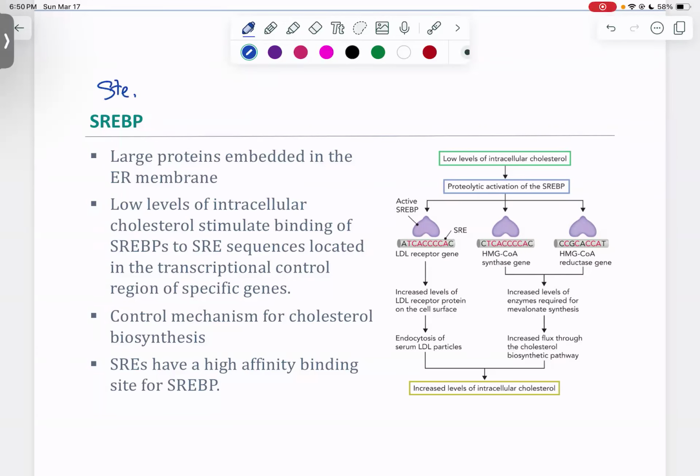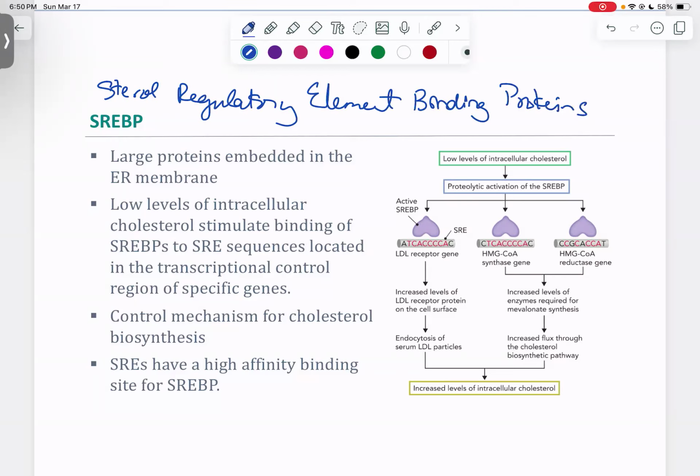So this is sterol regulatory element binding proteins, right? So these are all proteins that are embedded in our ER. And so if you have a lack of cholesterol inside the cell, then these transcription factors, these SREBPs, are going to bind to sequences, the same sequences in the DNA, and those sequences are upstream of the LDL receptor gene, the HMG-CoA synthase gene, and the HMG-CoA reductase gene.